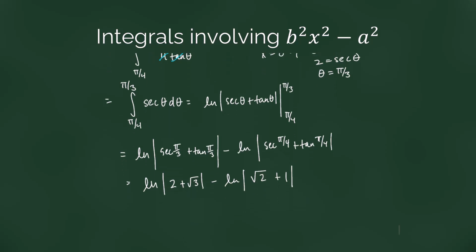And if we're feeling particularly fancy, we can combine that into a single logarithm. We get the natural log of the absolute value of 2 plus root 3 over the square root of 2 plus 1. Those are positive numbers, so we can actually remove the absolute value if we so desire.